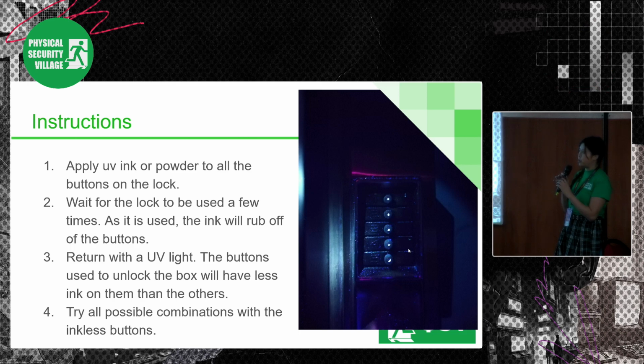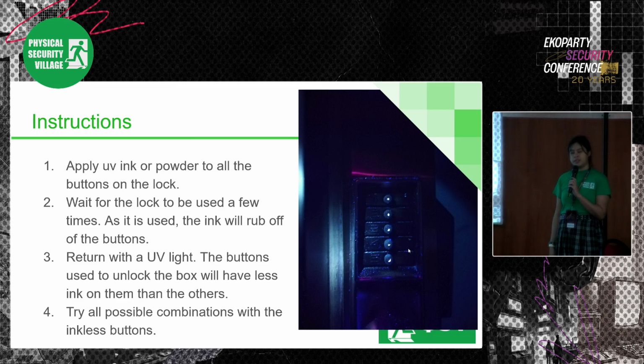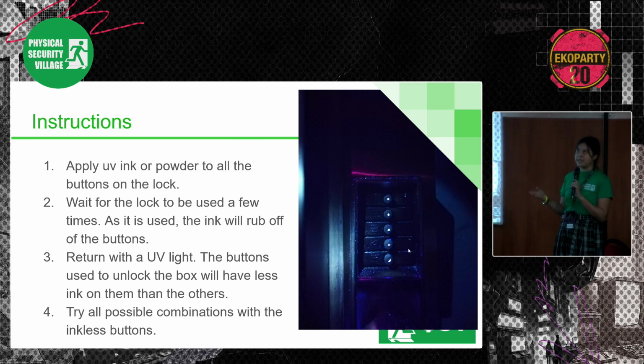So basically how it works is you want to take your UV ink pen and mark all of the buttons, and then you go home. You let the legitimate users of the space enter the combination a couple times, and every time they do that, it'll be wiping ink off of those buttons. When you come back, enough ink will be removed from those buttons that you can guess which numbers are involved in the combination, and then that allows you to brute force or guess until you get the combination in the correct order.